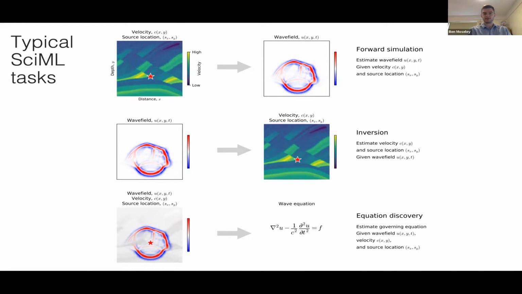Then the next task would be inversion. So, given those observed values, can we figure out what the underlying velocity model of the Earth is, or the source location of the earthquake, which can often be a much more challenging task. And then the final task that SciML techniques are being used for is equation discovery. And there's a really rich field of taking these measurements and trying to actually understand the underlying governing equation behind it. In this case, it would be the wave equation.